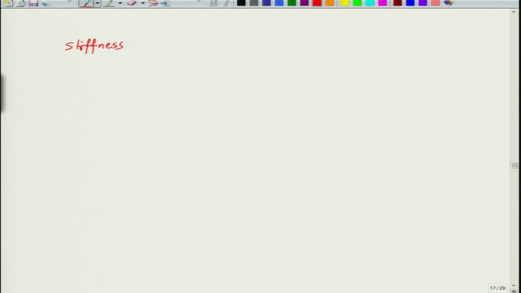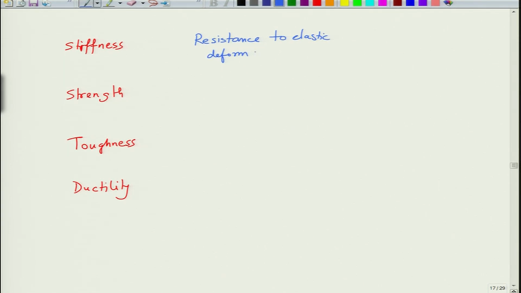There are four quantities that we define: stiffness, strength, toughness, and ductility, which can be determined from this plot. What is stiffness? Stiffness is resistance to elastic deformation. The higher the modulus is, the more stiff it is, so you can't deform it very easily, and this is characterized by a quantity called Young's modulus, E.